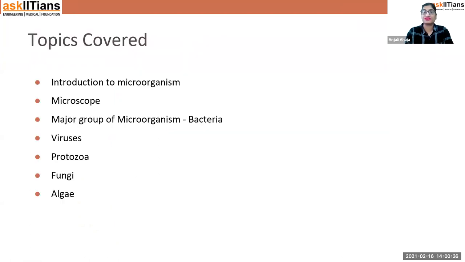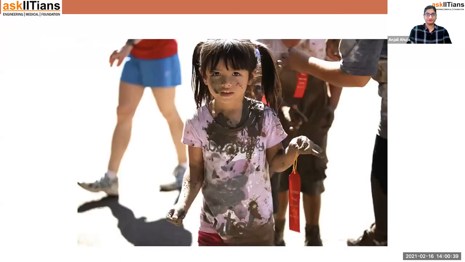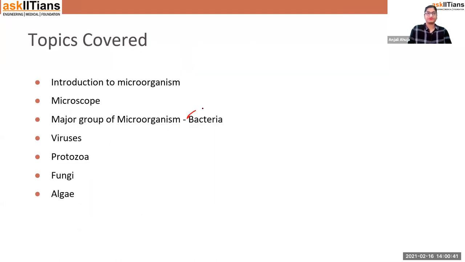What we are going to cover is here now. Basically we will be learning about the microorganism introduction, which I've done, I guess. Then the microscope, because microorganisms are seen under the microscope. And then we will be learning about their categories: bacteria, viruses, protozoa, fungi, and algae. These are the categories of microorganisms that we have to remember and learn. The reason being, these topics are really very important, not only from your board point of view, but also for your Olympiad exams.